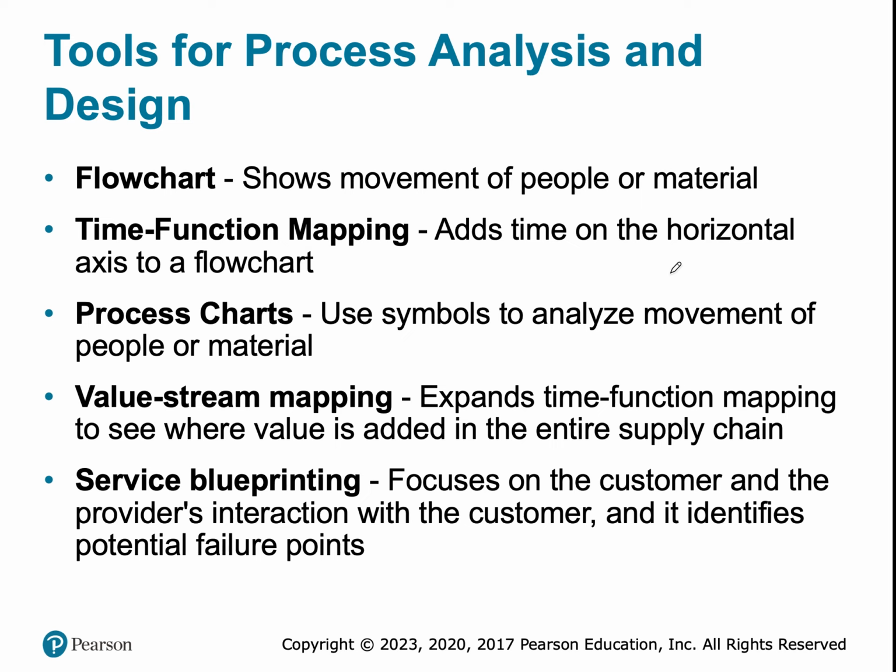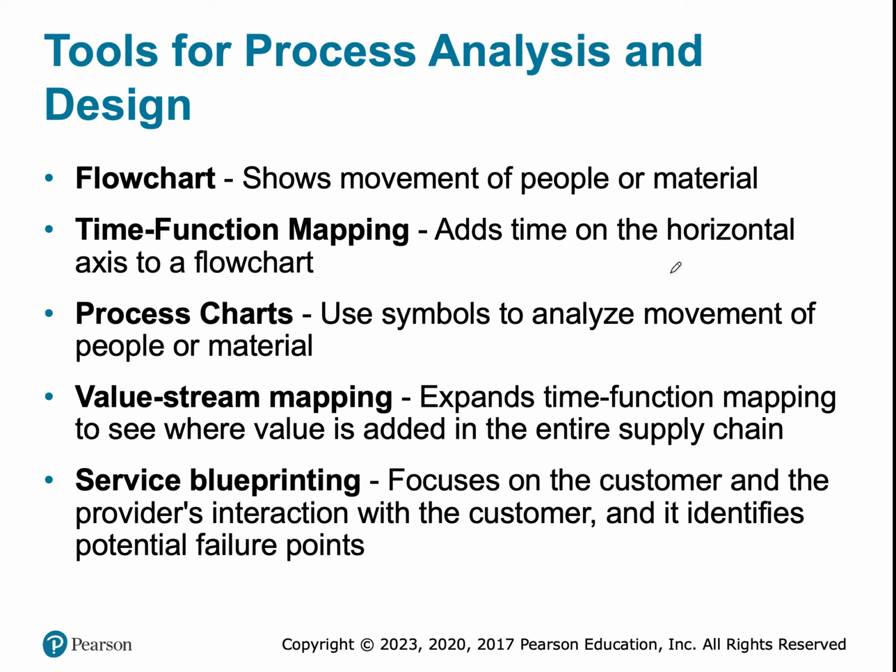Then you have what we call the time function mapping. To see it, we add time on the horizontal axis to the flow chart that you have designed. Then the process chart also. In the process chart, you will be able to use symbols to analyze the movement of people and materials, whether from the supply chain to the factory, or moving the finished product to the customers. All of this has to be well planned out in the process chart. Then another one is the value stream mapping. It extends time function mapping to see where value is added in the entire supply chain. If not, then you have to redesign.